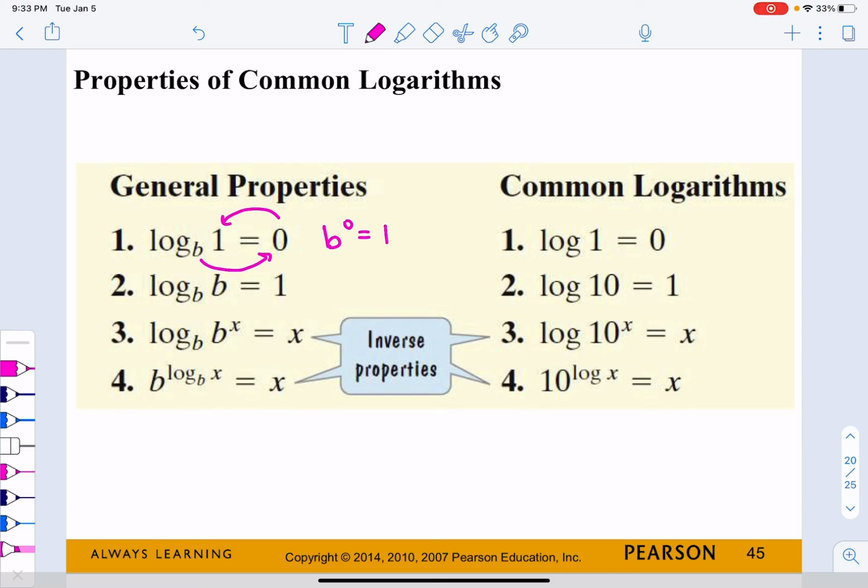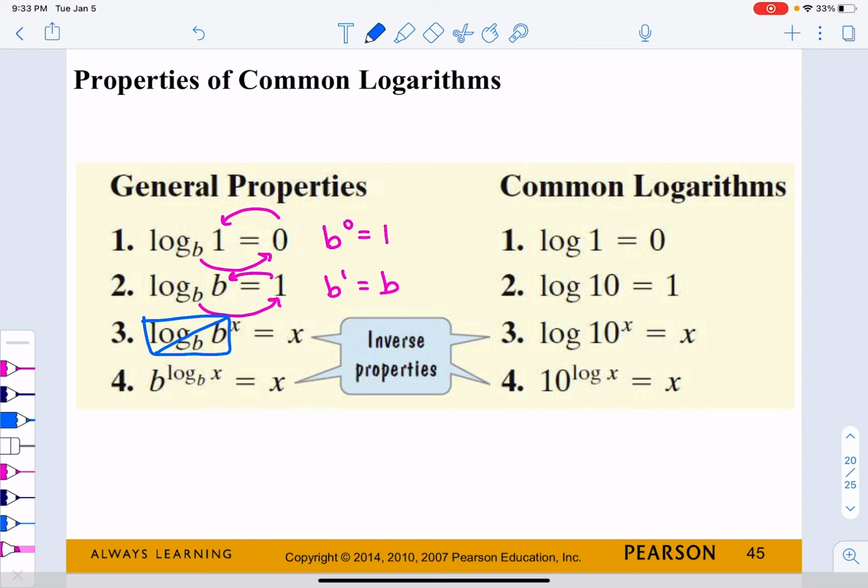If you have log base b of b, that was equal to 1, that's where we had that idea that b, the base b to the first power, was equal to the big B, right? Log 10 is equal to 1, right? Because it's a base 10. If we have log base b of b to the x, that's just equal to x. Remember, that was the idea that the log with the b and the b, they all kind of canceled out, and you're just left with that x. And same thing, log of 10 to the x is just going to equal x.